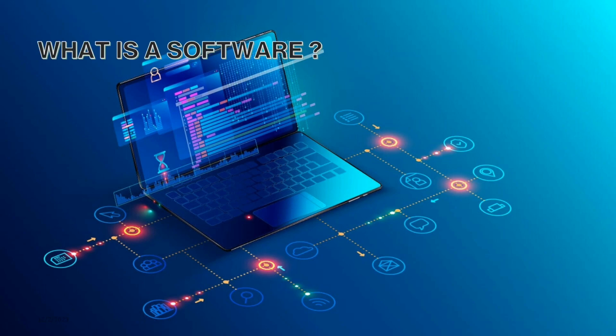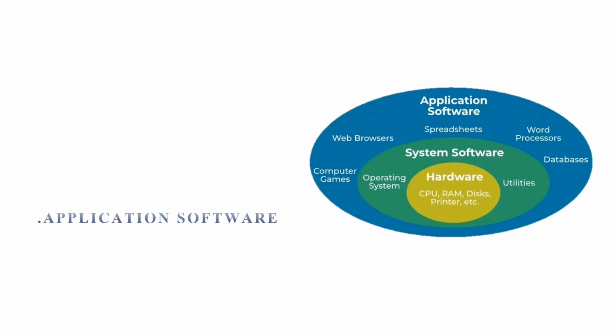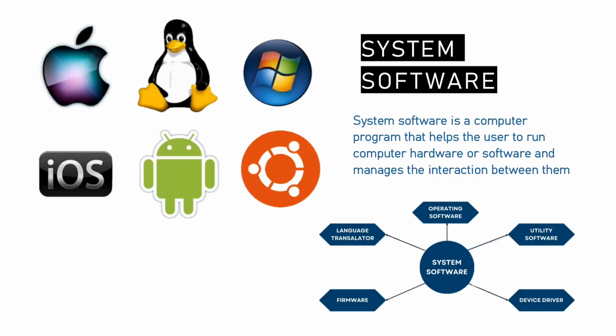Software is a set of instructions that tell a computer what to do. There are two main types of software. They are system software and application software. System software is the thing that connects hardware and liveware together.